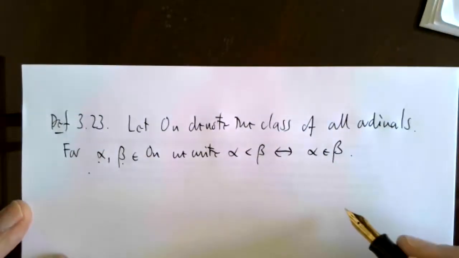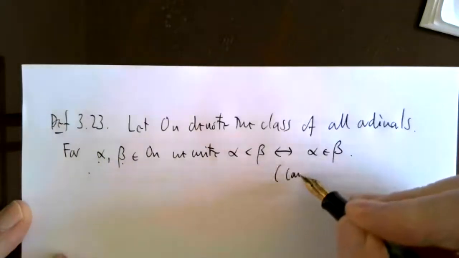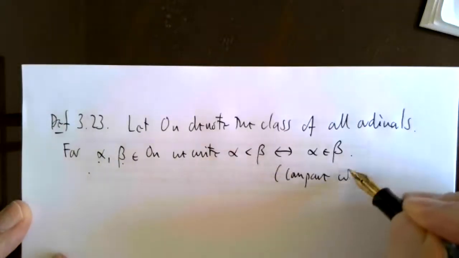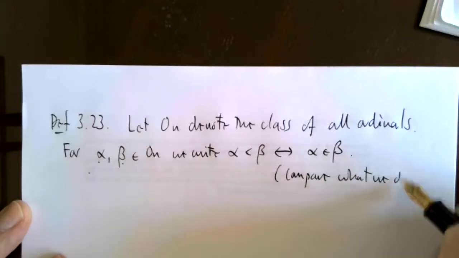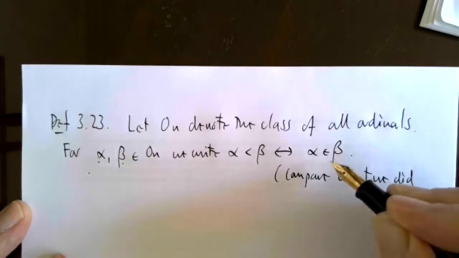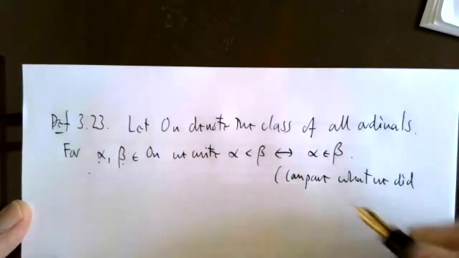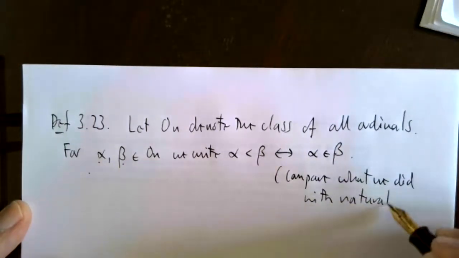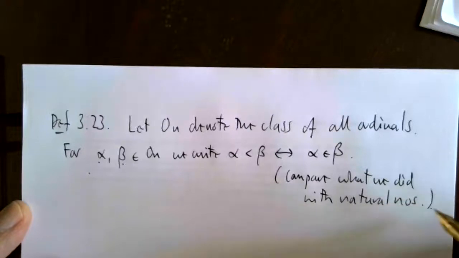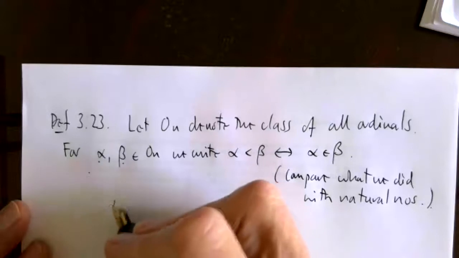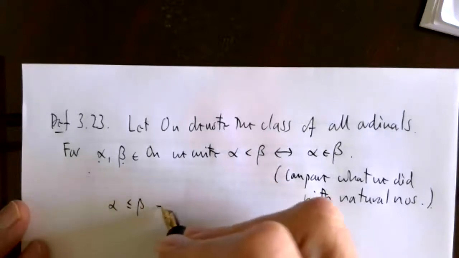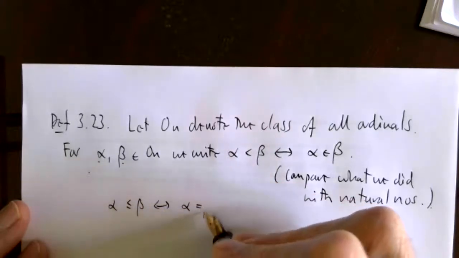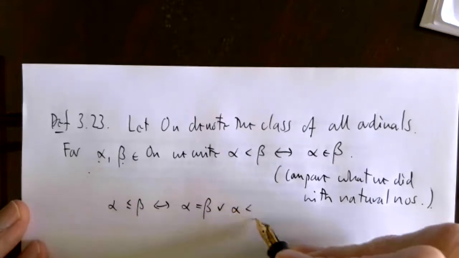So compare what we did with natural numbers. We did the same thing. We replaced or said that we could speak of epsilon as less than. And we're clearly going to write alpha is less than or equal to beta if and only if alpha equals beta or alpha is less than beta.